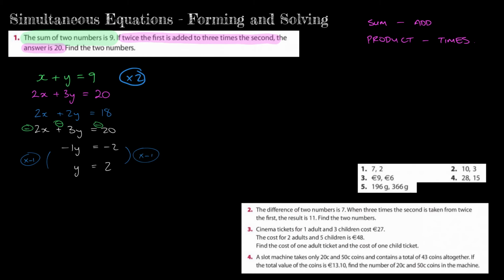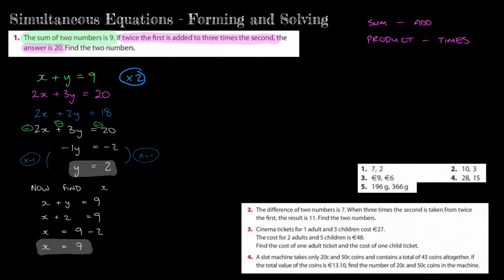If you've found the y value, now you need to go back and find the x value. So now find x. Okay, so what we'll do is we'll take the first equation, x plus y equals 9, and we're going to sub in a value for y, which in this case was 2. So I can say x plus 2 is equal to 9. So in order to find out what x is, x will be equal to 9 minus 2. x will be equal to 7. So that's the first one done.